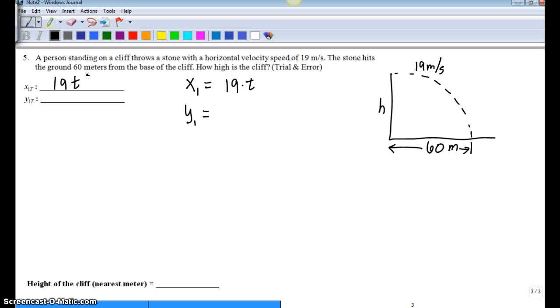But with our y1, we still don't have any vertical component to our initial velocity, but we also, in this case, we don't know how high above ground we are. So we're going to leave that as h, and then we have our gravity. So we'll put that in. And from here we're going to put into our calculator our x1, y1. So let's do that.